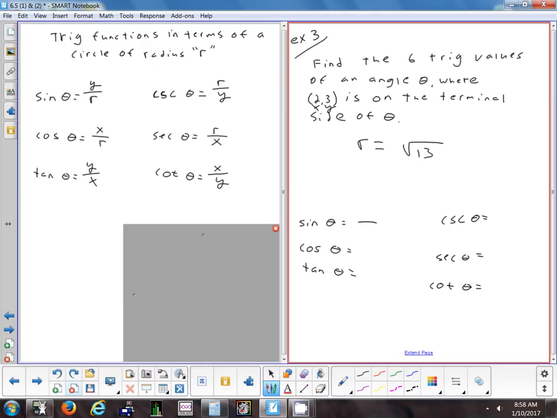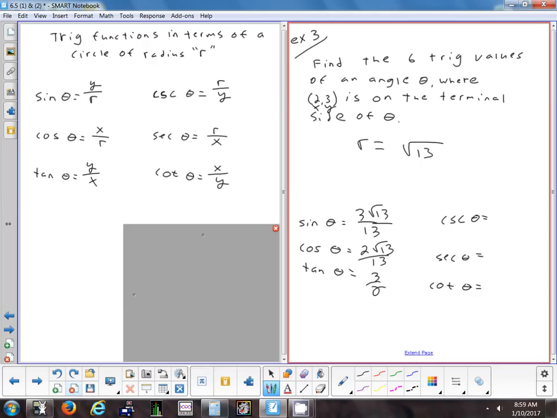So what would the sine be? Yeah, and the cosine? 2 over square root of 13. And what about the tangent? 3 over 2. And now to find the other 3, you would just flip those.